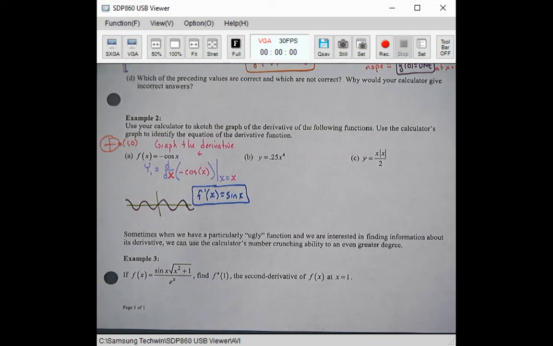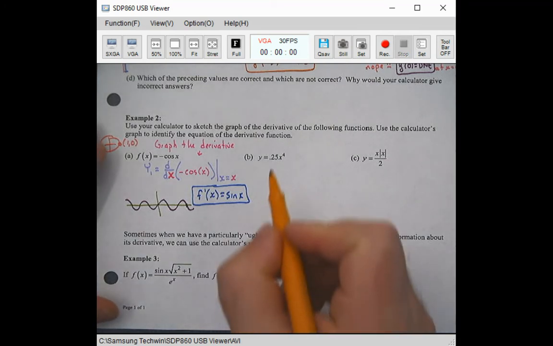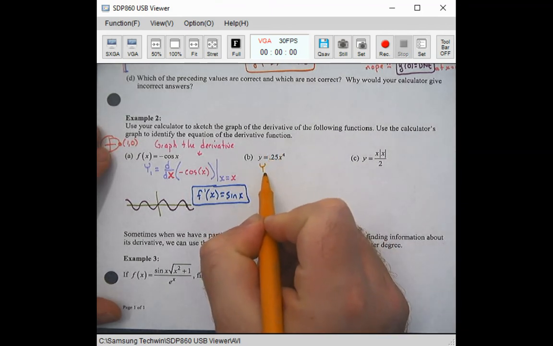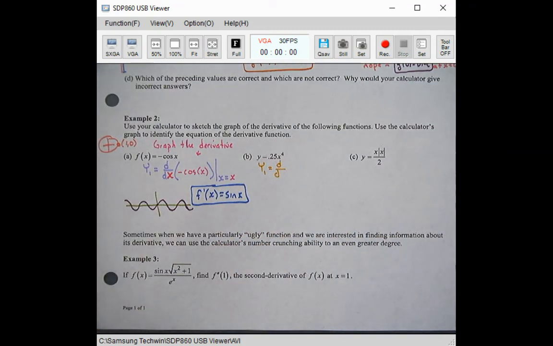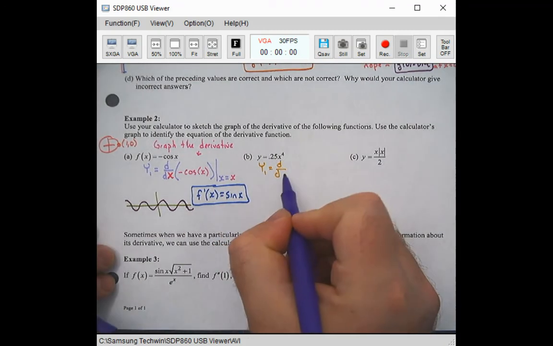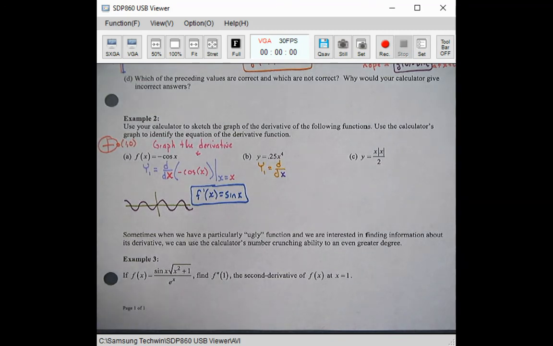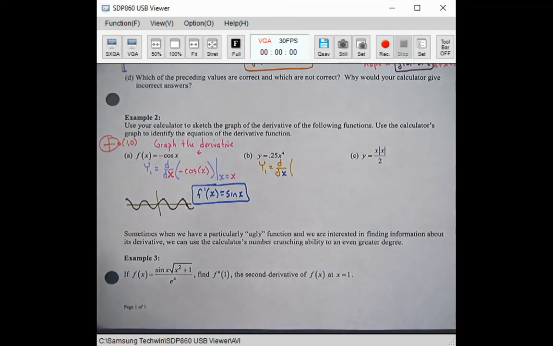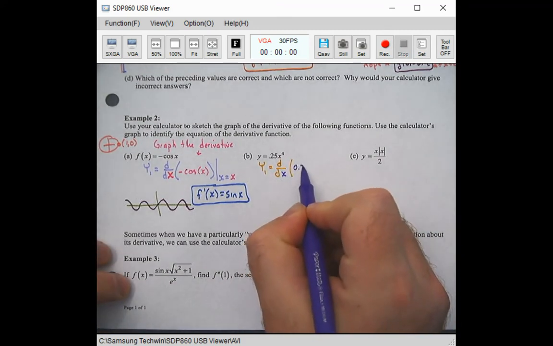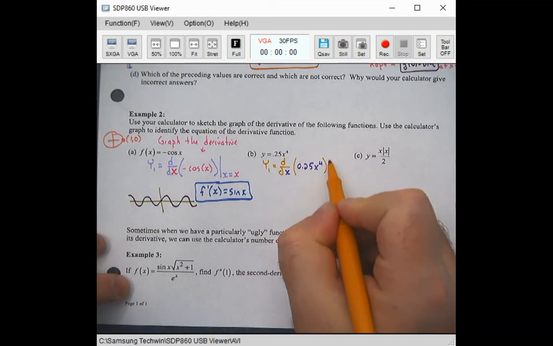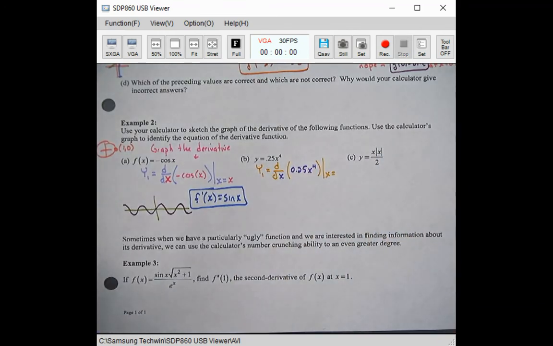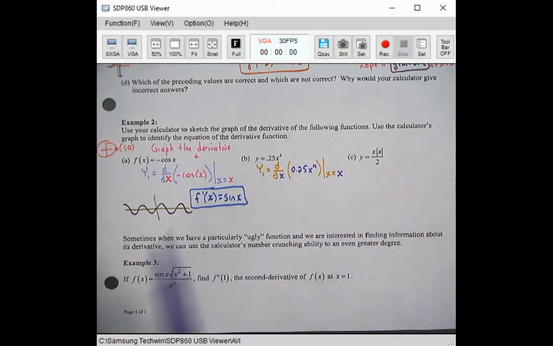Let's have you try the next one. Practice writing it in the calculator first. All right, let's see how you did. Y equals d dx of 0.25 x to the fourth when x is equal to x.